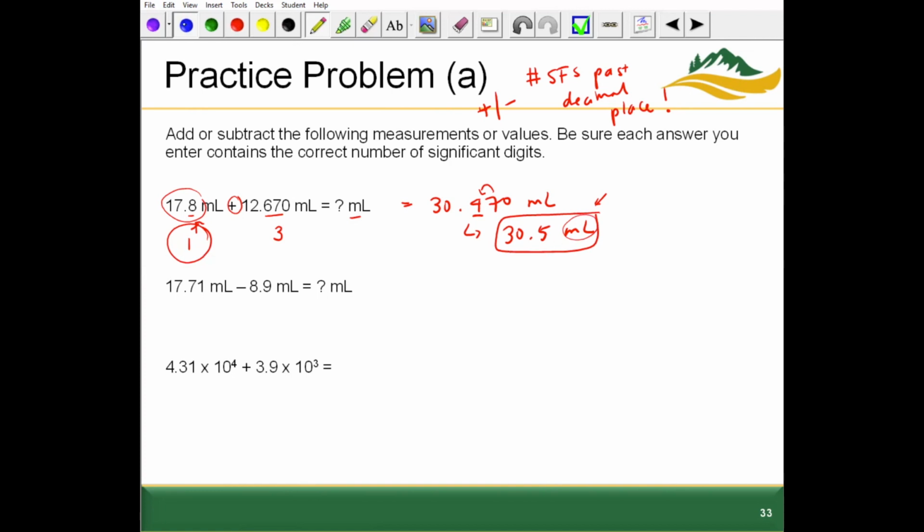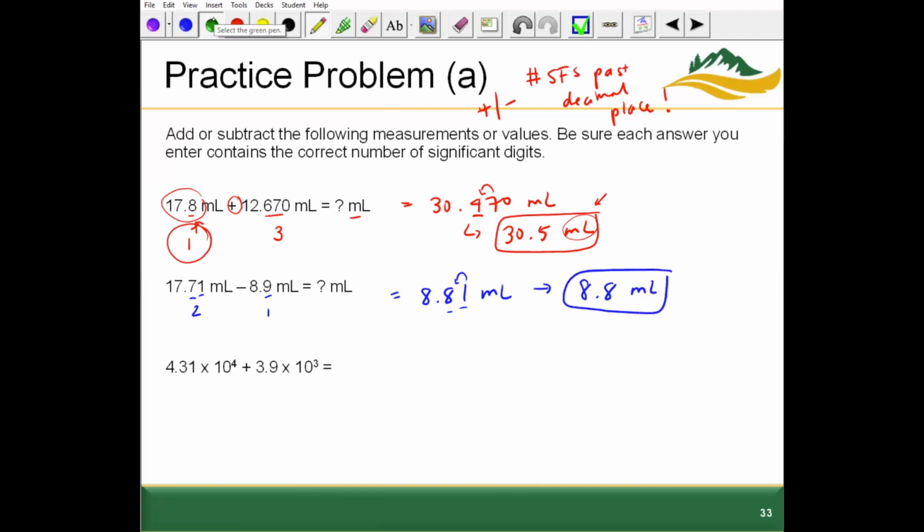The next one here, we have 2 digits past the decimal place. Here we only have 1. So in our final answer, we need only 1 digit past the decimal place. Doing the math here, this is going to be 8.81 milliliters. Then to round this to only 1 digit past the decimal place, this 1 keeps the 8 as is, meaning our final answer is 8.8 milliliters.